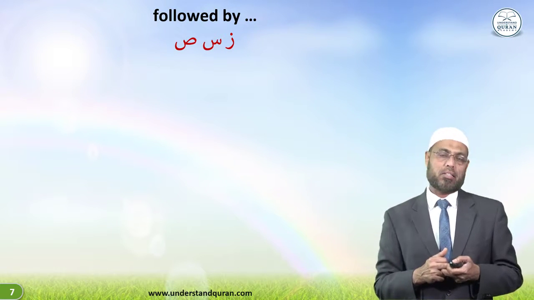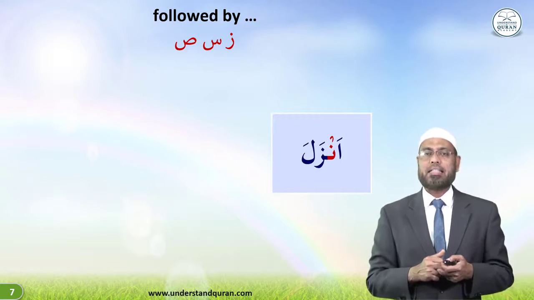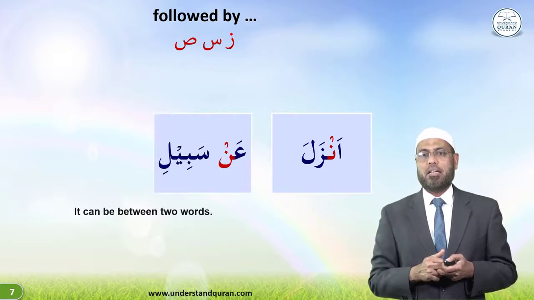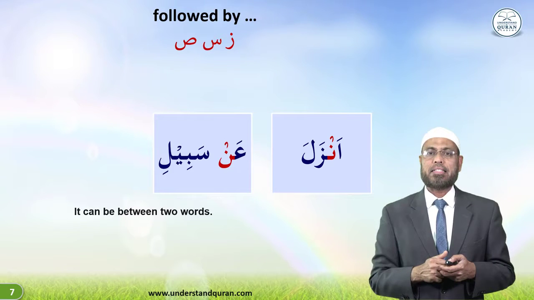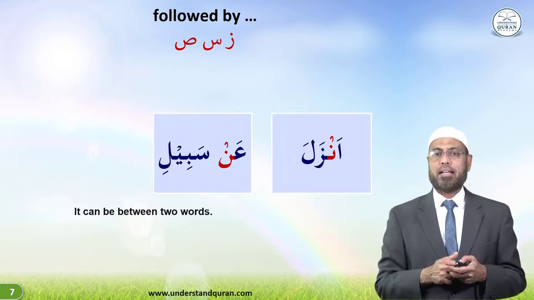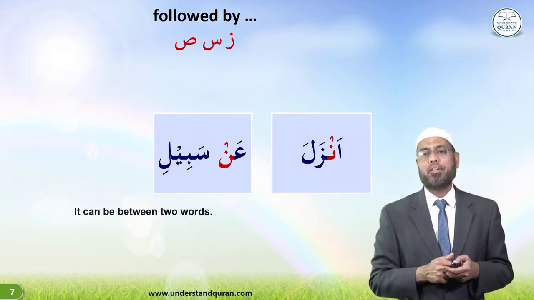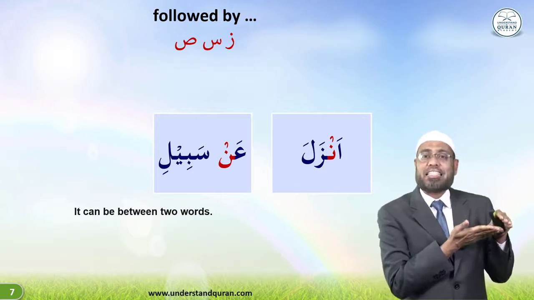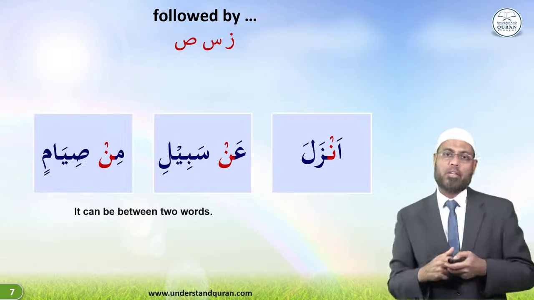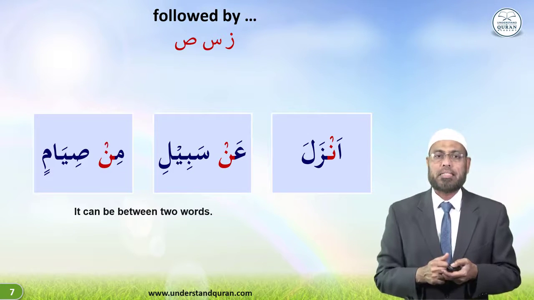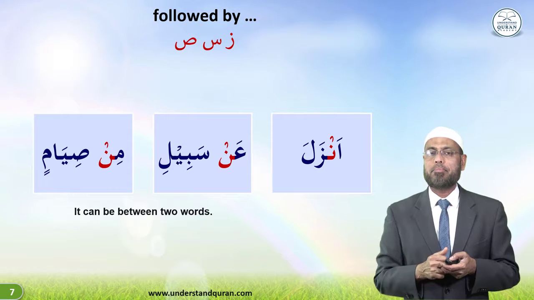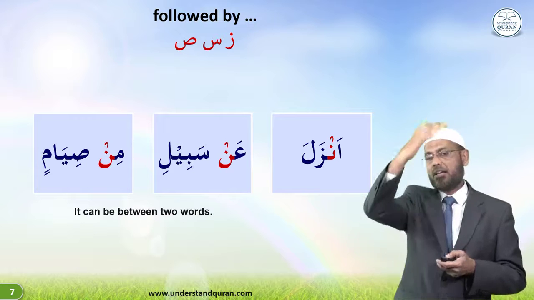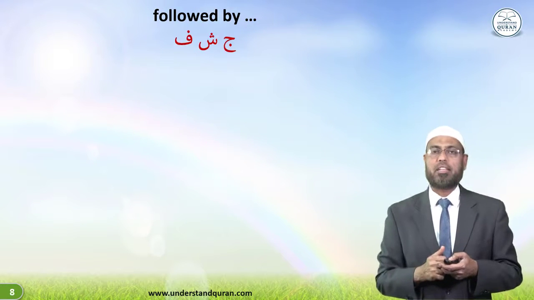Za, sin, and sad. Repeat. Anzala. And it can be between two words like an sabili. So keep your tongue ready to say sin, but don't touch it. An sabili. And do the ghunna. We learned this earlier. Min siyamin. Sad is high, very thick and high, so Noon Sakina will also be very thick and high.